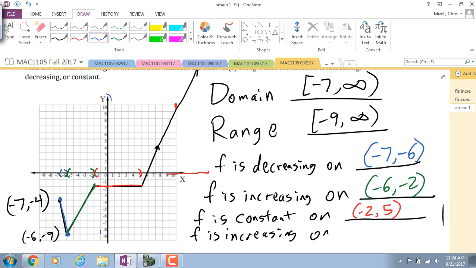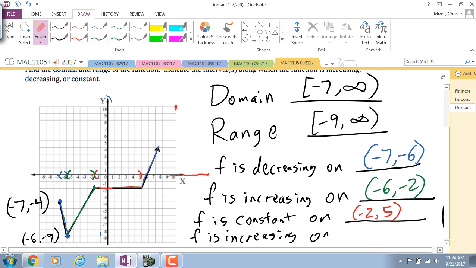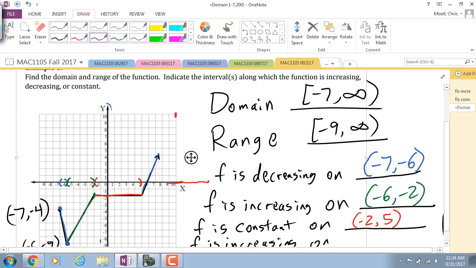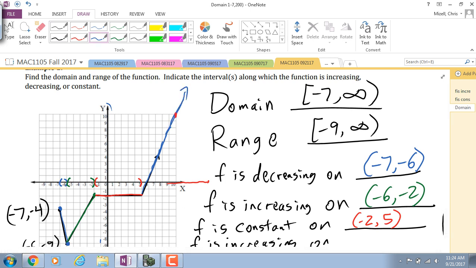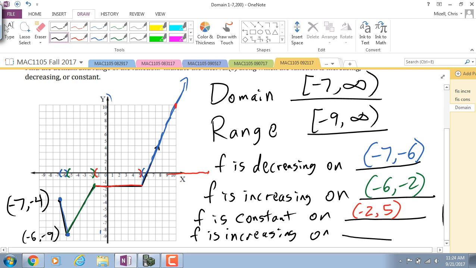Oh, and I guess I'll go back to blue. I'm just not happy with the way I originally extended that graph. If I can draw a little bit straighter line there. There we go. So it begins to increase at 5, and over what portion of the x-axis does that continue to happen? Infinity. It keeps on going. So 5 to positive infinity. It's increasing on the interval from 5 to positive infinity.